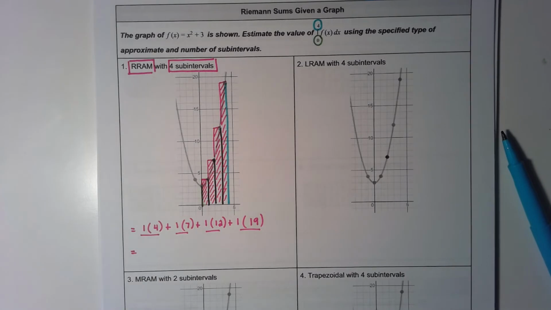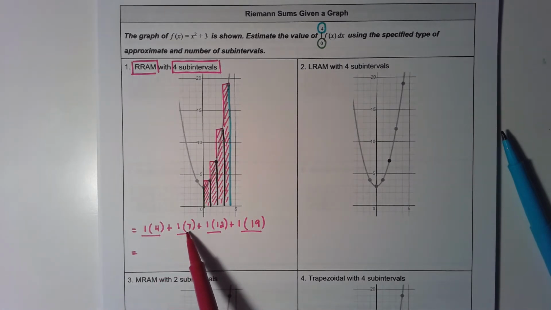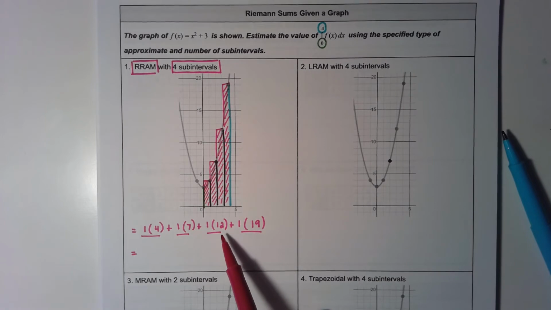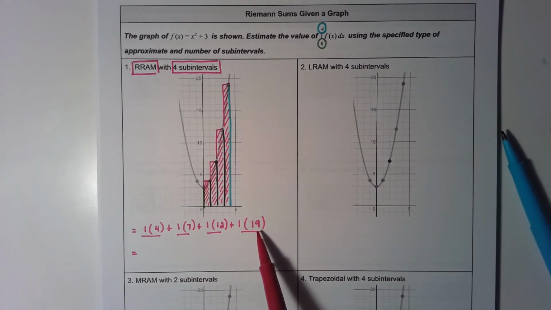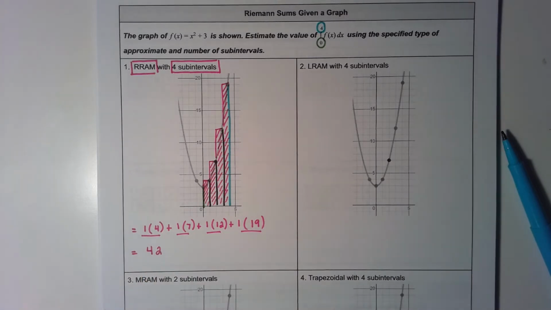So then that means my area is going to be 1 times 4 is 4, 1 times 7 is 7, 1 times 12 is 12, 1 times 19 is 19. So I'm just going to do 4 plus 7 is 11, plus 12 is 23, plus 19 is 42. So my estimate is going to be that the area is 42.